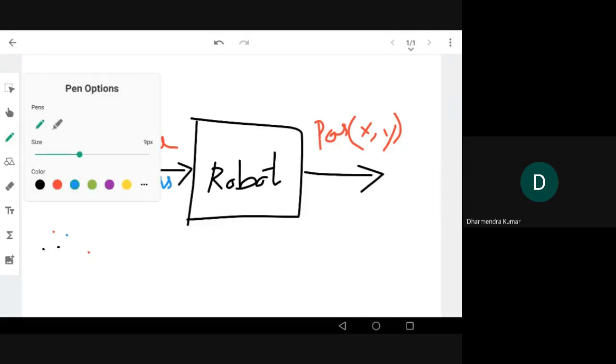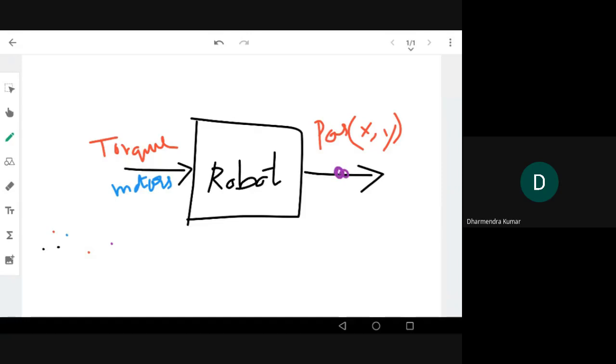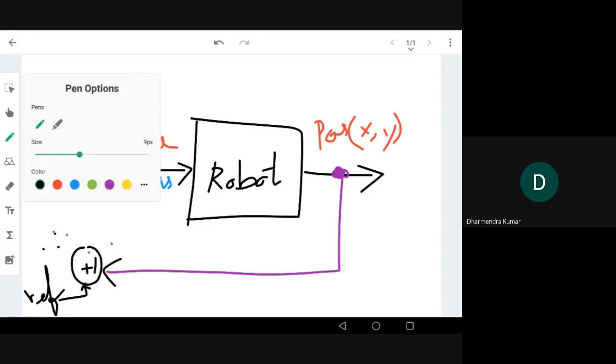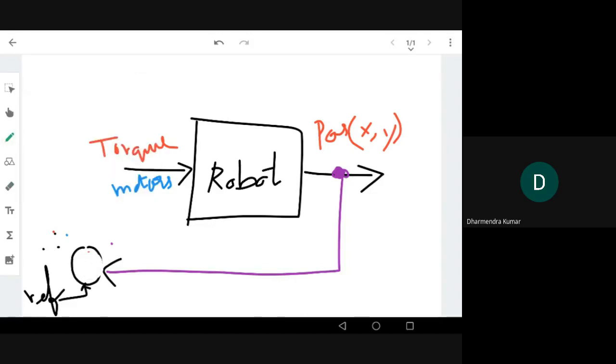Now we need some sensors here also to measure the real-time position which the robot has moved to, and it has to be compared with the reference position. So we need a reference which has to be input from the user or some other mechanism. This is minus and this is plus. So what is plus? My reference position, where my robot should be as per me. The reference is plus and the feedback is minus.